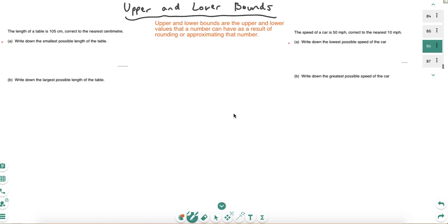Team, the next topic we're going to be covering today is upper and lower bounds. This is usually considered a higher grade topic, but I think it's actually pretty straightforward once you get a technique down. So let's first look at the definition of what an upper and lower bound is. Upper and lower bounds are the upper and lower values that a number can have as a result of rounding or approximating that number. Let's try and explain this in terms of an example.